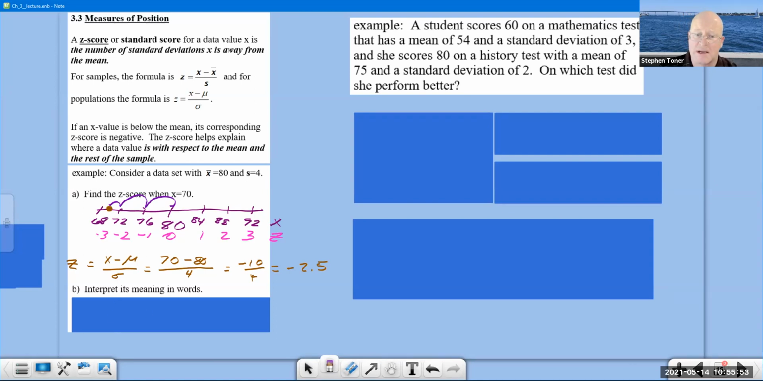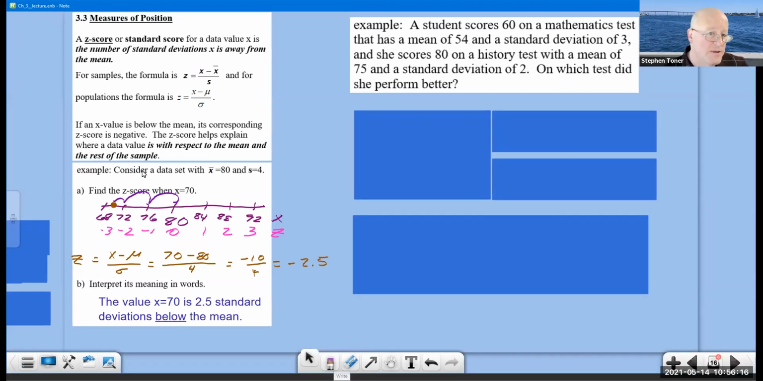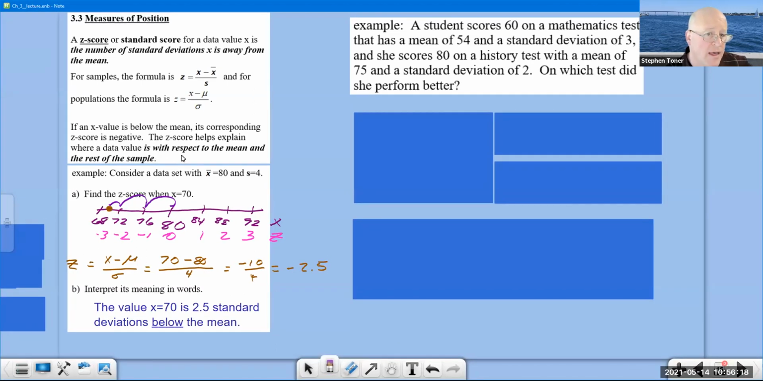So the picture is consistent with the value we calculated. Now, what does this mean in words? It means that the value X is 2.5 standard deviations below the mean. When you are describing this, you need to have a direction of above or below, as well as the number of standard deviations that a value is away. So bottom line, you really want to have this definition of the number of standard deviations that an X value is away from the mean. That's what I've illustrated down here at the bottom.